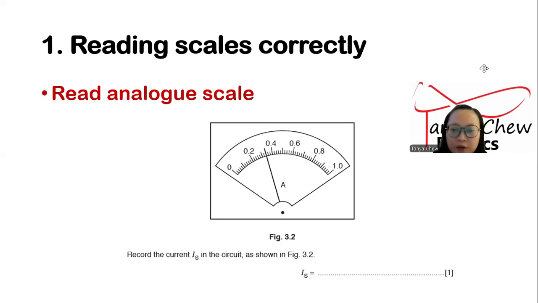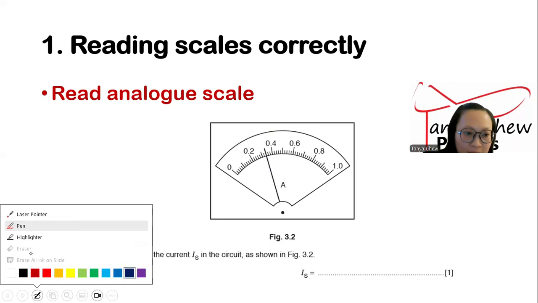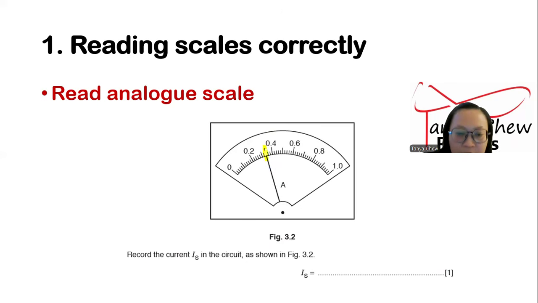All right, look at this question. Reading the scale I_S: look at the needle of the ammeter. This is an analog ammeter. It is pointing at this reading. I'm going to highlight this reading. But before you can take this reading, you need to understand the scale of the analog ammeter. What is the smallest division? What is the sensitivity of the analog ammeter? Look at this, okay? There are 10 marks altogether between 0 and 0.2. So one scale is read.